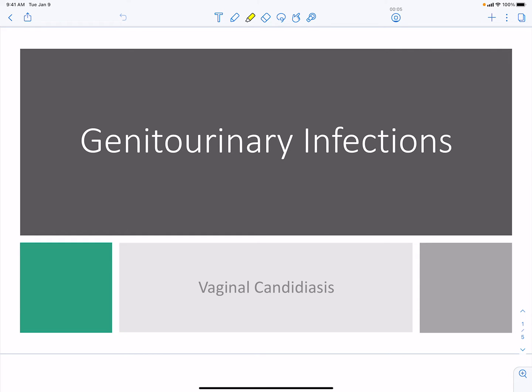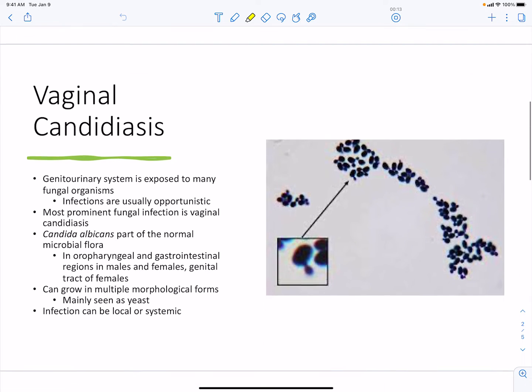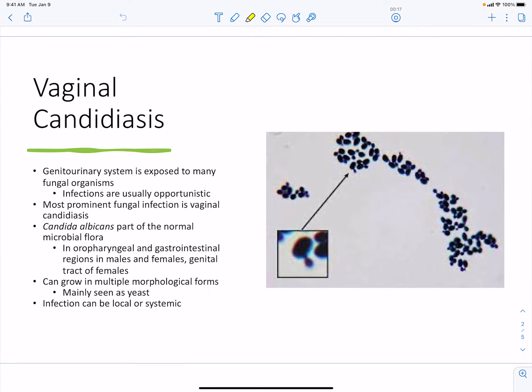Okay, so here we're going to talk about the most common fungal disease of the genital urinary tract, and that's vaginal candidiasis. Now, Candida is a common yeast, and it is a normal flora yeast, and so the genital urinary system is exposed to fungal organisms, and usually it's going to be opportunistic because Candida is kept under control by your immune system. So the most prominent fungal infection is vaginal candidiasis, and this is caused by Candida albicans.